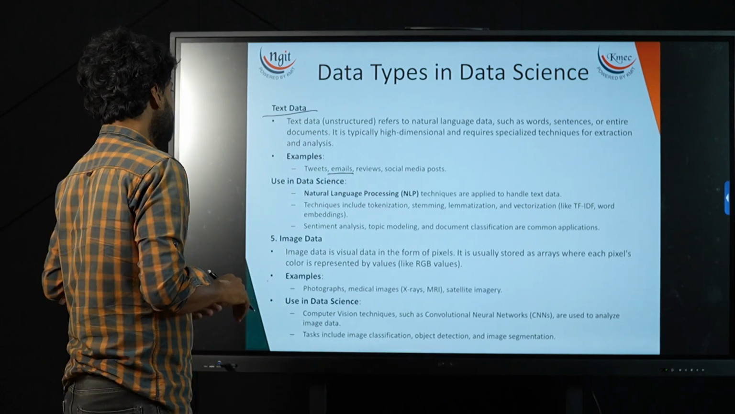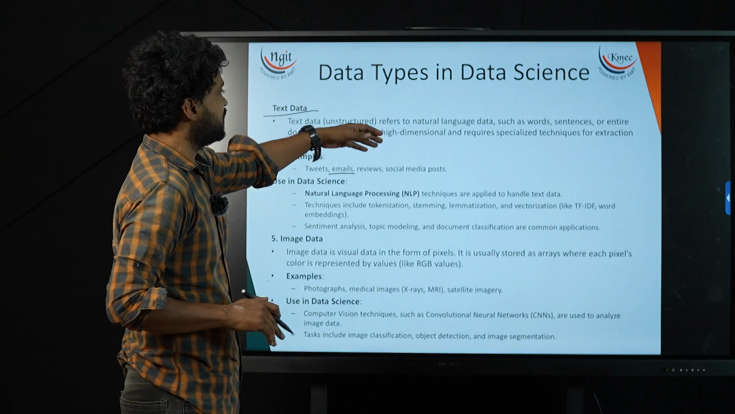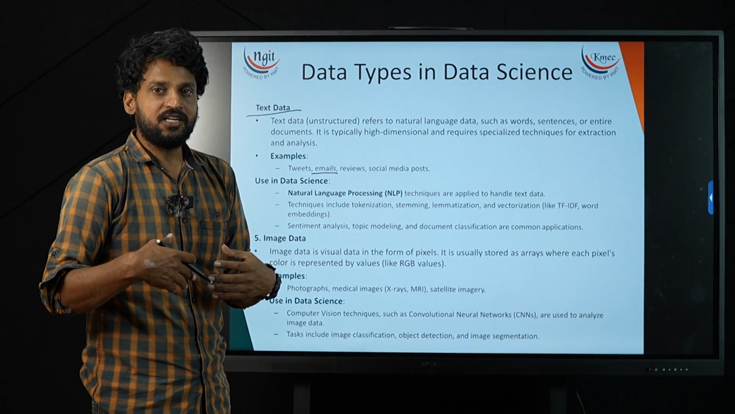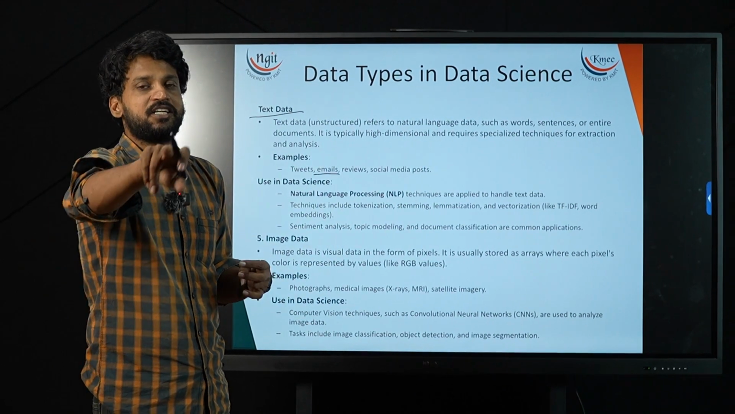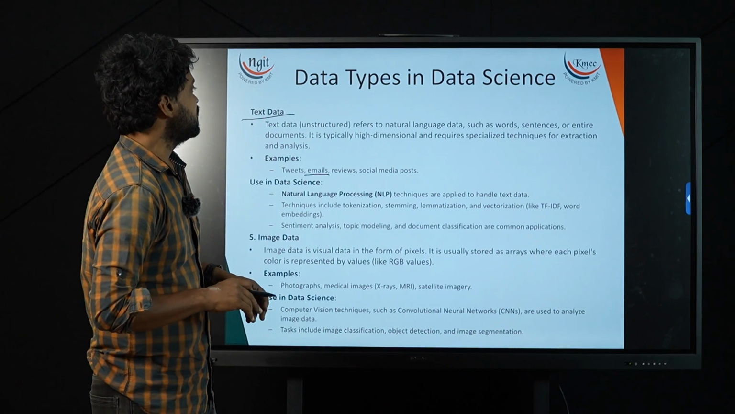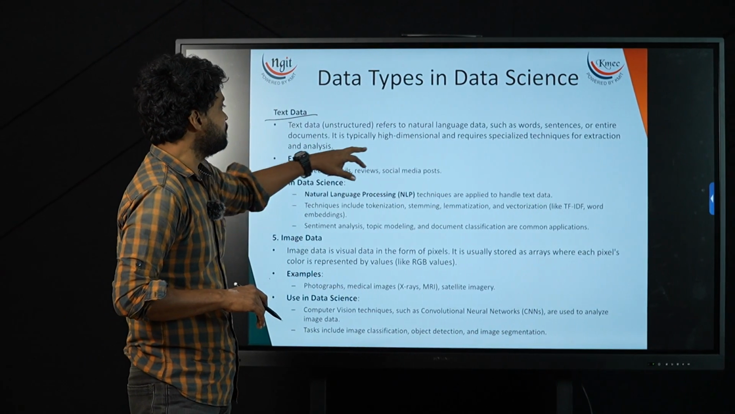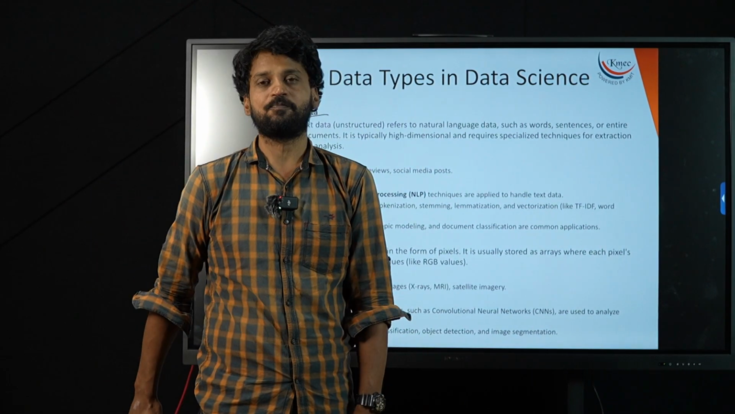So now, how exactly is the text data going to be dealt with? In a nutshell, text data refers to the natural language data. Natural language is the language that we communicate orally or verbally with each other. Text data refers to the language that we use, such as words, statements, sentences or entire documents. It is typically high dimensional and requires specialized techniques for the extraction and analysis.